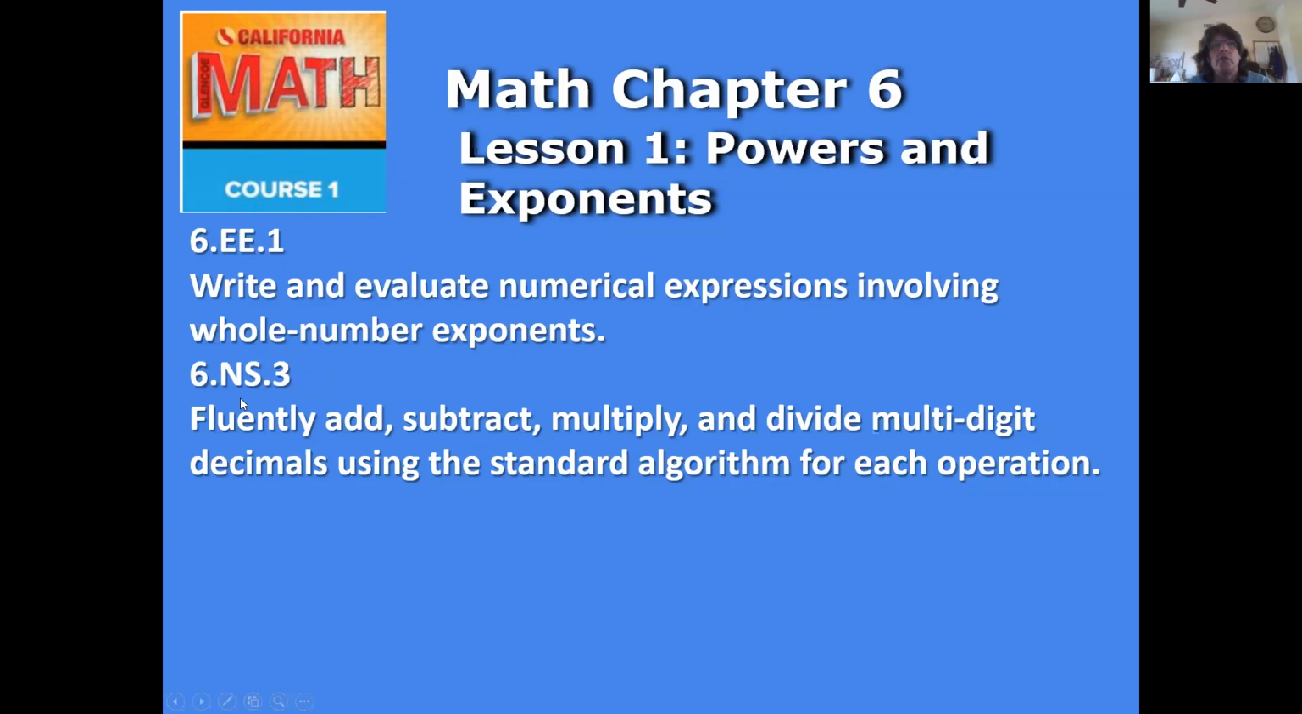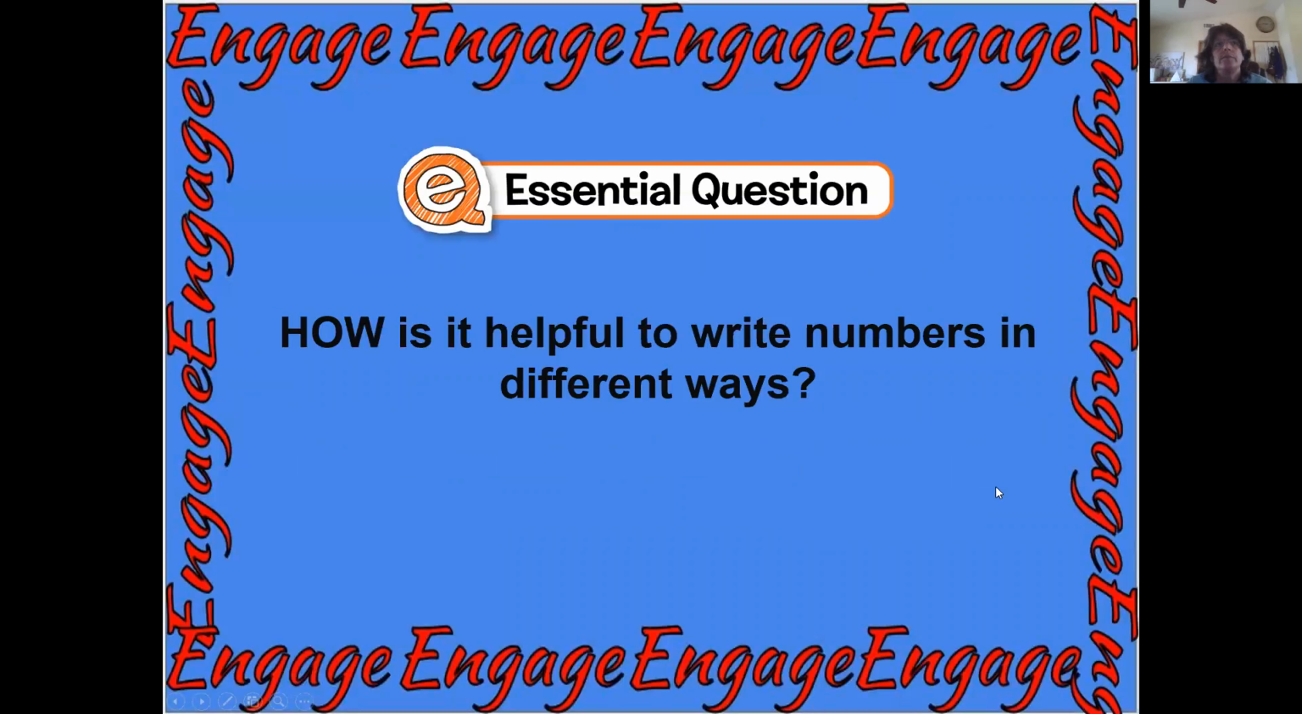And our number sense standard, we're going to fluently add, subtract, multiply, and divide multi-digit decimals using the standard algorithm for each operation. So, can you add, subtract, multiply, and divide? I'm asking you not to use a calculator on this lesson to review your skills.